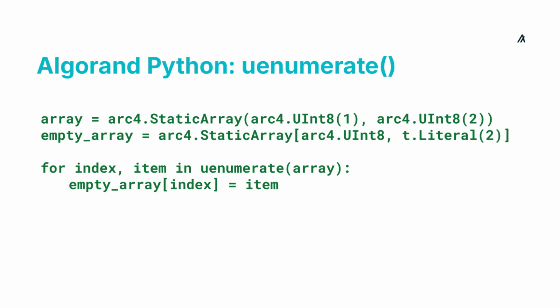The uenumerate function is an Algorand Python version of enumerate that works with the algopy.UInt64 type. uenumerate is useful when you need both the index and the value of the sequence that you're looping over. So essentially, it will give you an indexed list that you can work with.